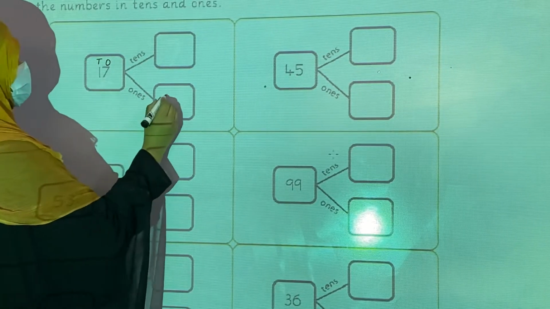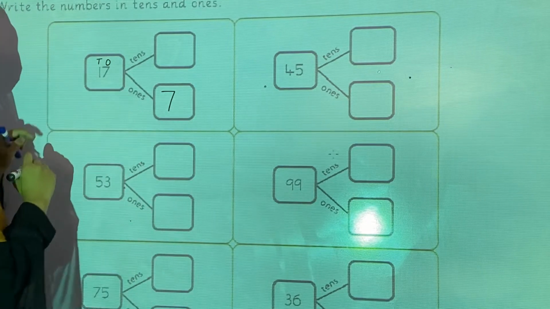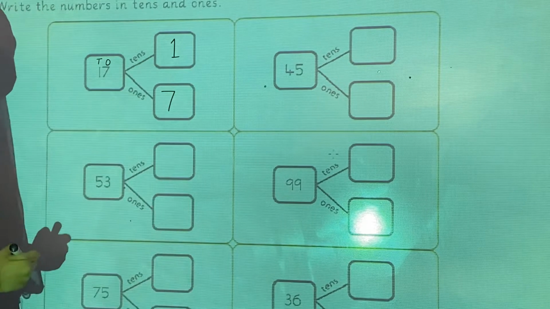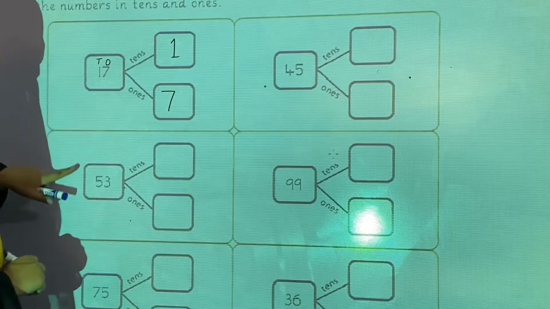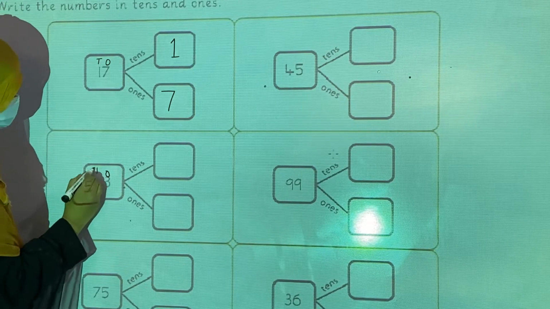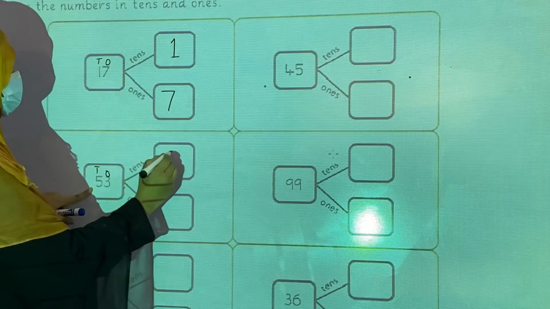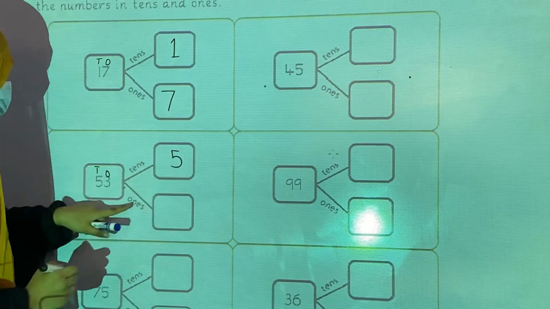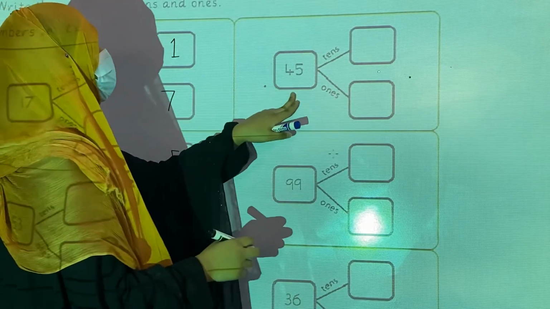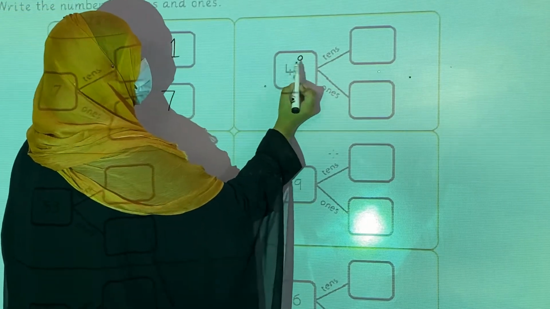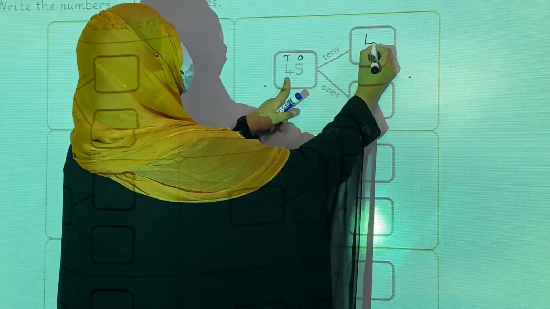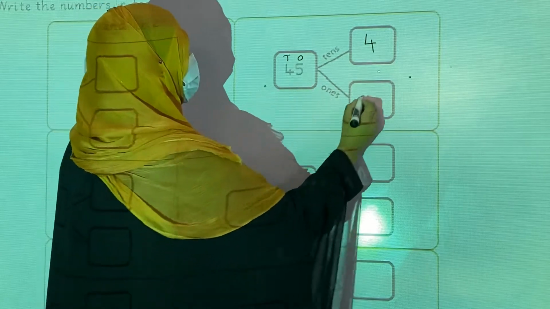Here 7 is the ones. You will write it in the second box and 1 is tens, you will write in the first box. Now second one, 53. 3 is the ones and 5 is tens. You will write 5 in the first box, tens, 3 in the second box, ones. 45. 5 is ones and 4 is tens. You will write 4 in the tens box and 5 in the ones box.